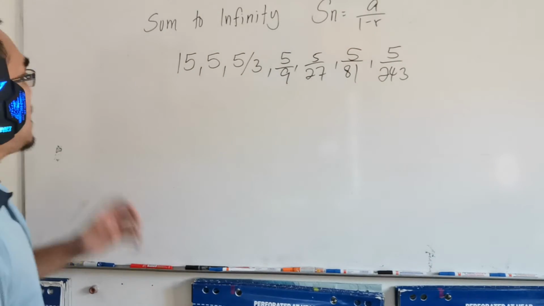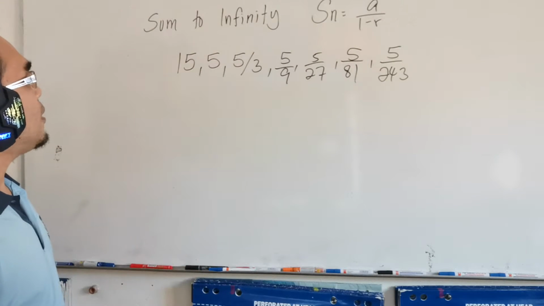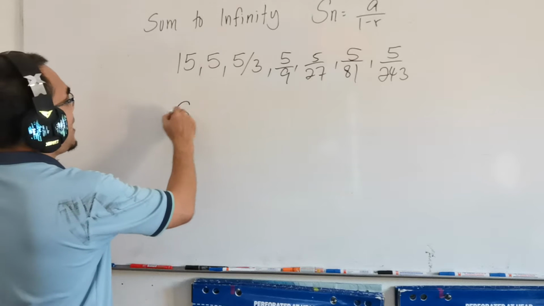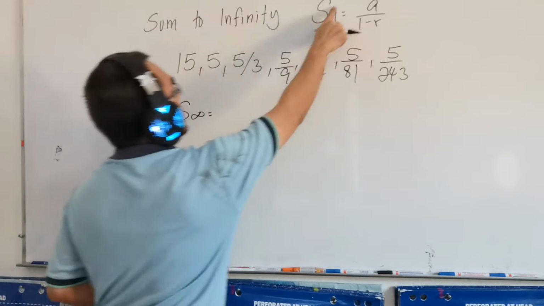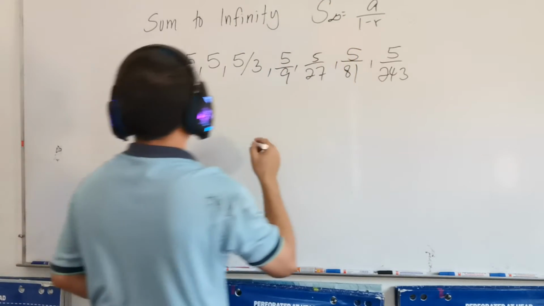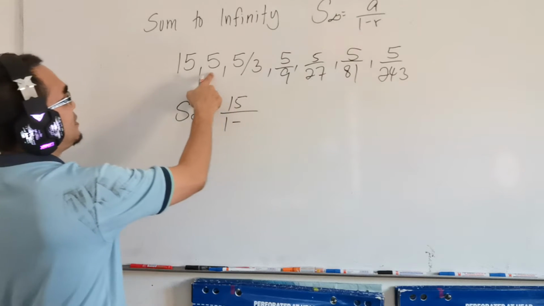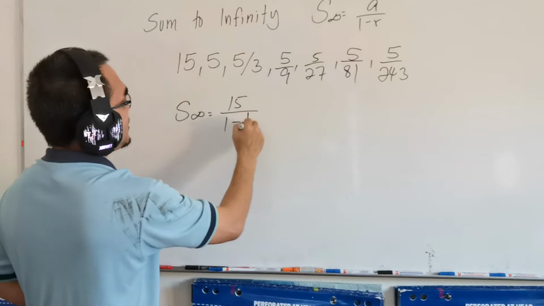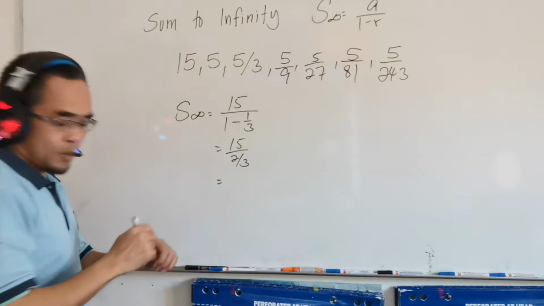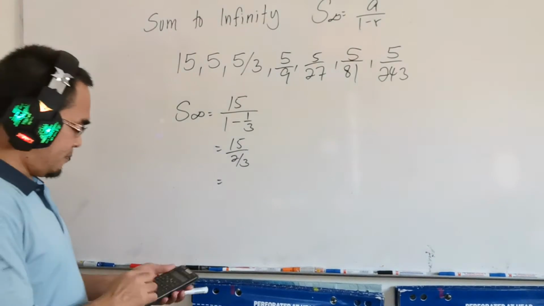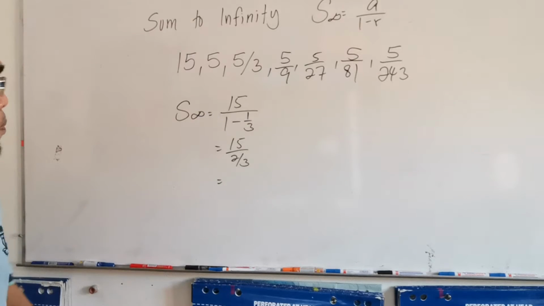Okay, sum to infinity. I have an example here: 15, 5, 5 over 3 and so on. So how do you calculate a sum to infinity? Sum to infinity equals a over 1 minus r, which is 15 over 1 minus r. r is 5 divided by 15, which is 1 over 3. So it becomes 15 divided by 2 over 3, which is the same as 15 times 3 over 2. So 22.5.